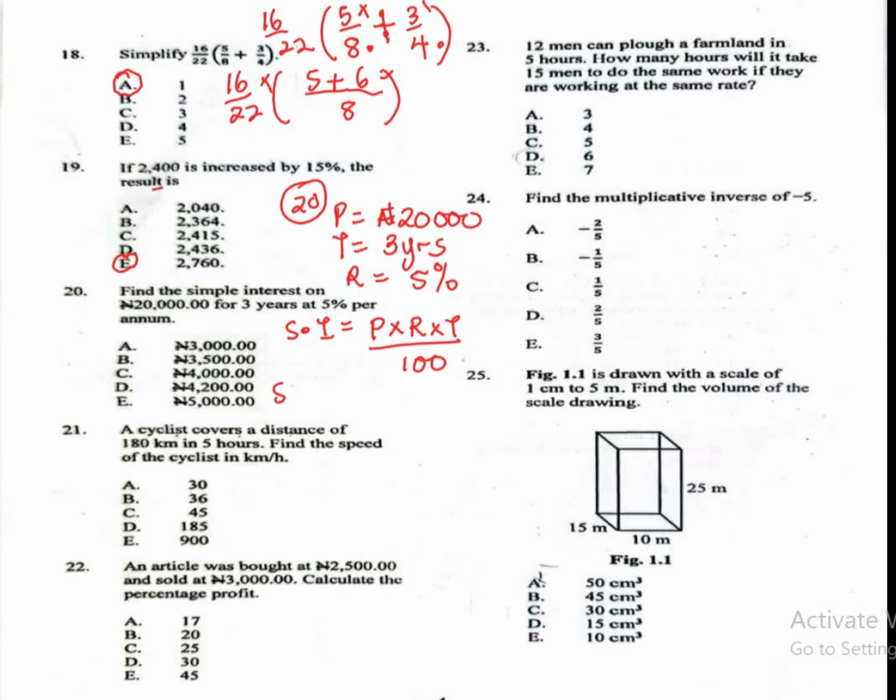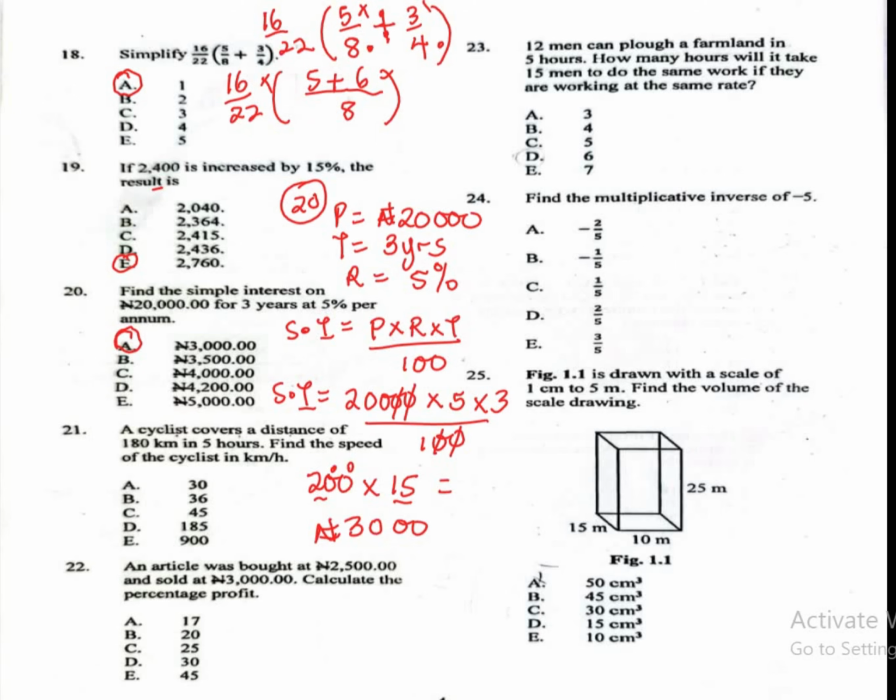So simple interest is the principal 20,000 times the rate, which is 5%, times time 3, divided by 100. 100 has two zeros, it cancels these two zeros. So 200 times 5 times 3 is 15, 2 times 15 is 30. Bring down these two zeros. So your answer will be 3,000 naira interest, which is your answer. Right?